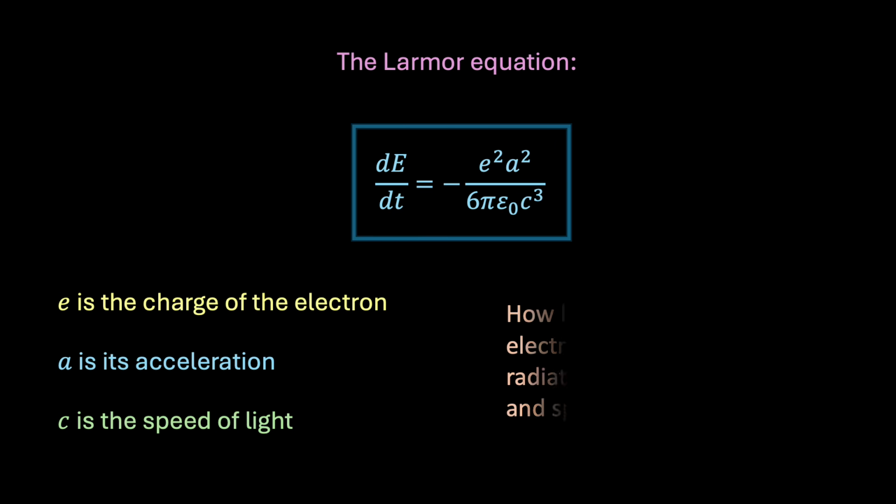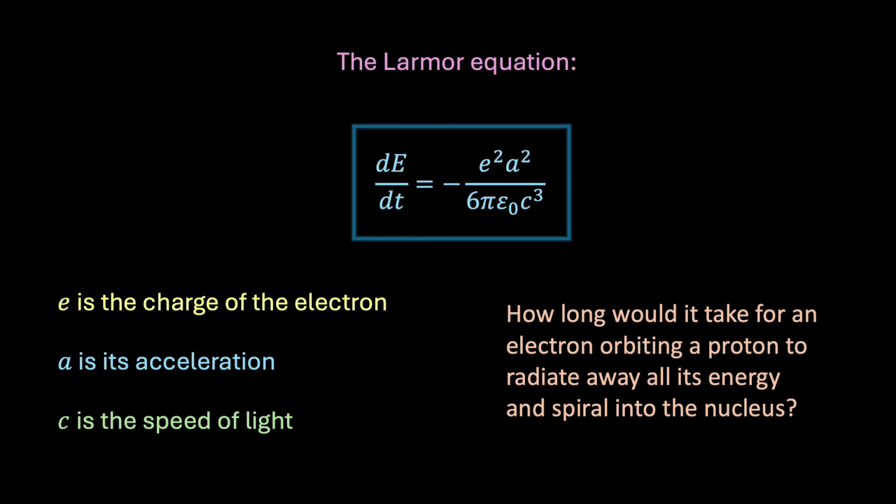The question is, how long would it take for an electron orbiting a proton to radiate away all its energy and spiral into the nucleus? Let's find out. So let's set up the scenario. Let's imagine an electron orbiting a proton in a circular path of radius r with linear velocity v.